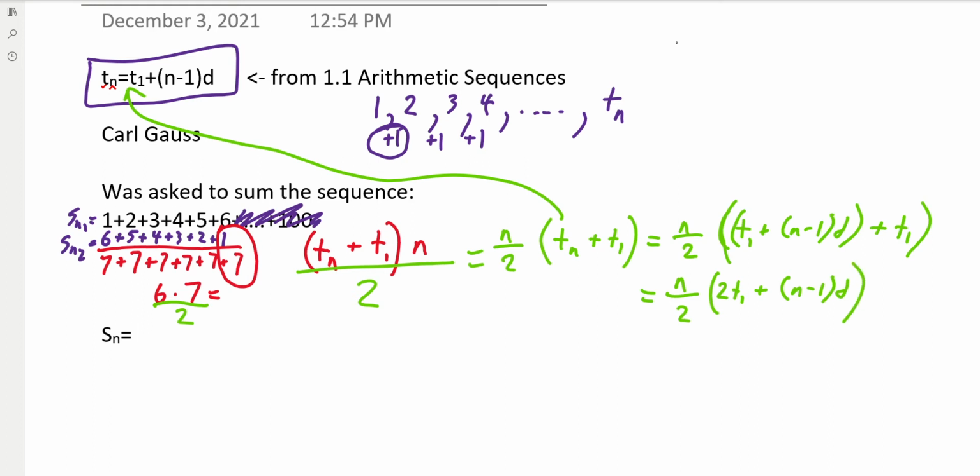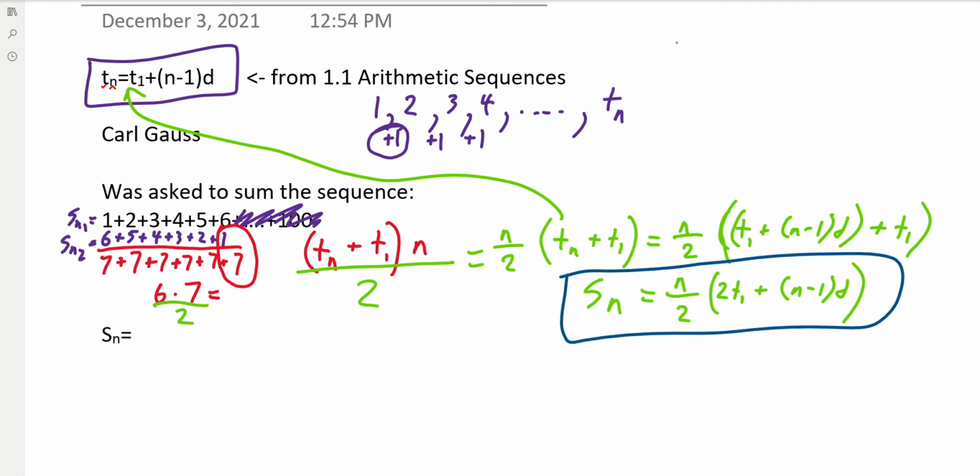So we now have a fantastic solution for summing any set, any sequence of numbers. If we're summing all of them, it gives us a series. If we want to find the sum of a series, this is how we can do that as a general form: Sn equals n over 2 times 2t1 plus n minus 1 times d.